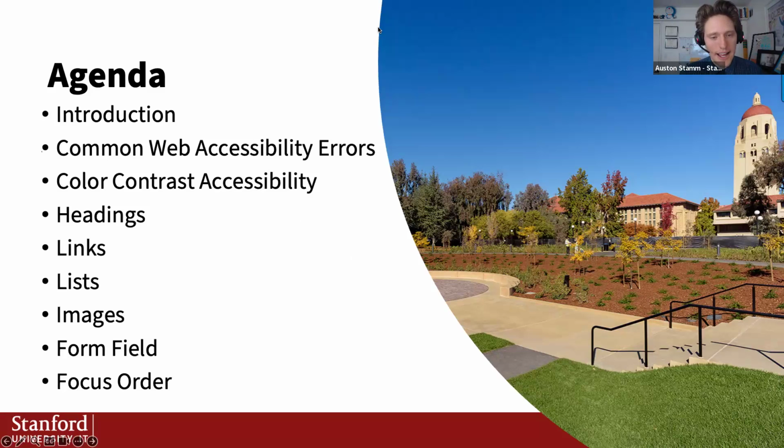So yeah, you'll have access to the slides and the videos and the different things that I'm sharing today. But I'm going to talk a little bit about the WebAIM accessibility survey, and then we'll go into some color contrast accessibility. We'll look at a little bit about headings, lists, images, form field, and focus order. The focus really for this presentation is to explore how different assistive technologies interact with web content and digital content.